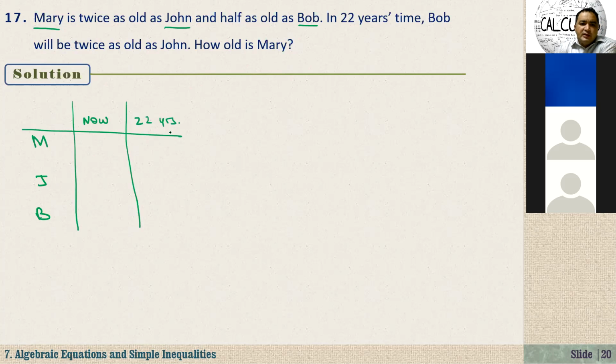Okay, Mary is twice as old as John. Do we know John's age now? We don't know. Let's say John is n years old. So it says Mary is twice as old. So Mary should be 2n years old. And it says half as old as Bob. So if Mary is half as old as Bob, what is Bob's age, Selin? What is Bob's age?